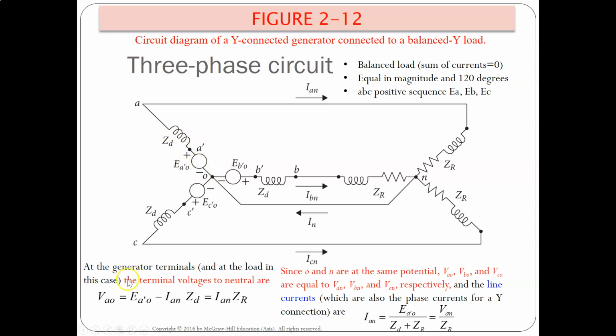So down here you can see the voltage A0 between the neutral point and A is equal to the EMF here minus the voltage drop with the current and the impedance Zd here. And that equals the current coming into the load side times the impedance ZR. And so a three-phase system becomes quite simple to analyze doing such a process.